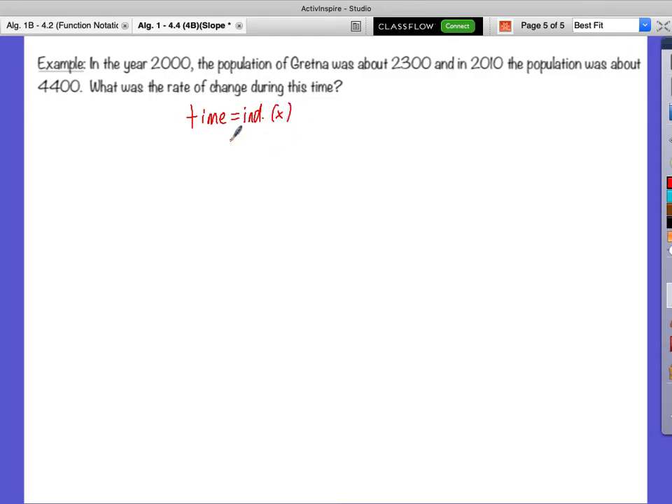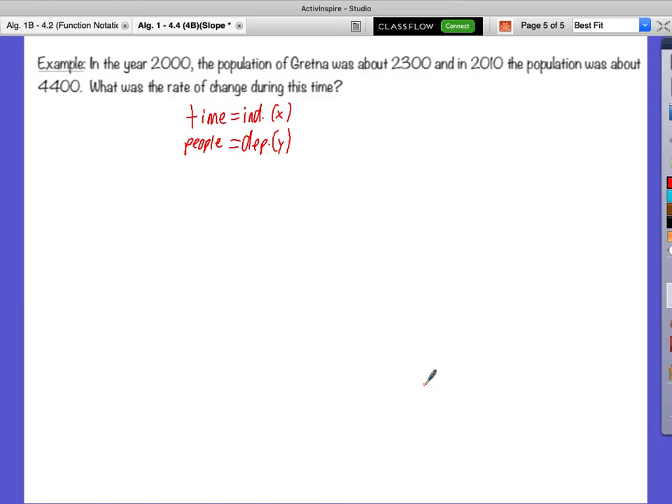So what's that make the dependent, the Y? What's that make that? People, population. Okay? So, to find out the rate of change during this time, what do we have to do?